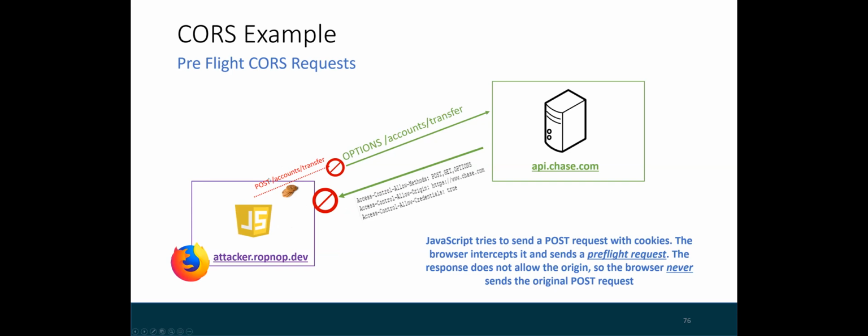For dangerous requests like posts, these trigger what's called a preflight. A preflight uses the options header, and it's kind of just like a quick poke at the server to say, I'm about to send you something potentially dangerous. Can you make sure this is okay?